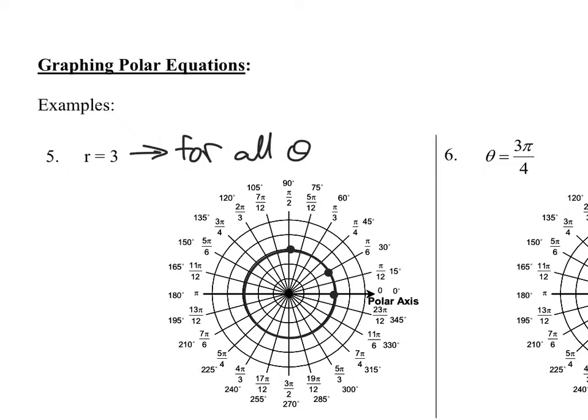If you had an R value of -3, that would mean no matter what angle I was looking at, I was taking 3 steps in the opposite direction. Bottom line, still going to be a circle. So if R is equal to 3 or -3, it's going to be the same path. Same path as R equals -3.